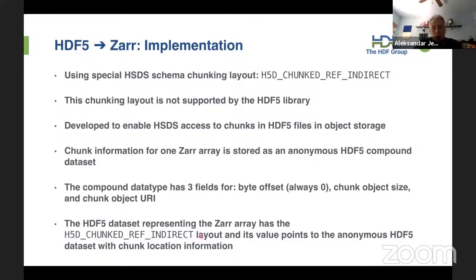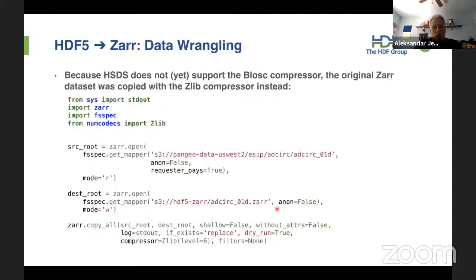And then the actual HDF5 dataset that represents the ZARR array specifies this new chunk layout, and its value points to the anonymous HDF5 dataset with chunk location information. All of this information is really not something that anyone who is the user of HSDS needs to worry about. HSDS does this in the background, and the people still get the exact same data. We verify that we do get the same numbers, so we're pretty certain that it's working.